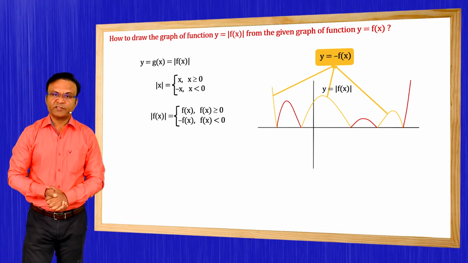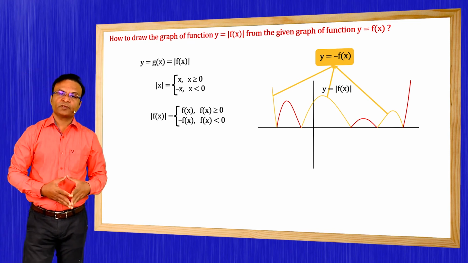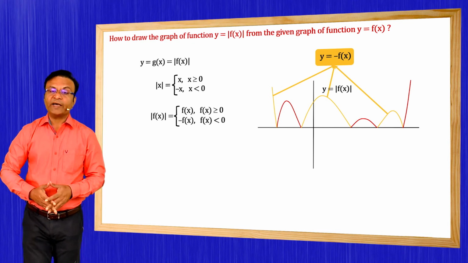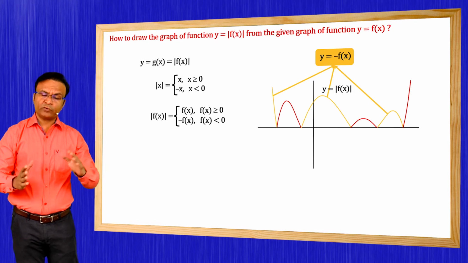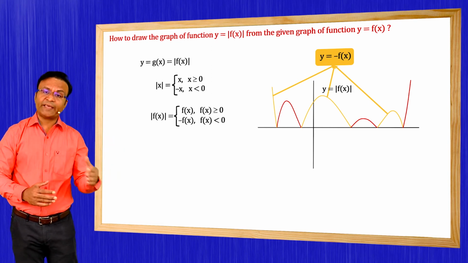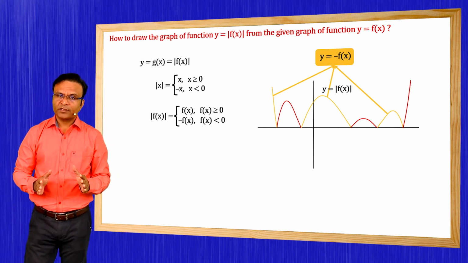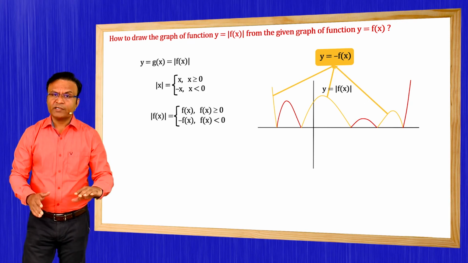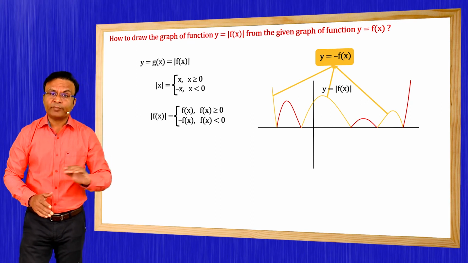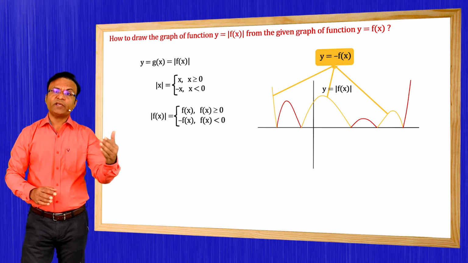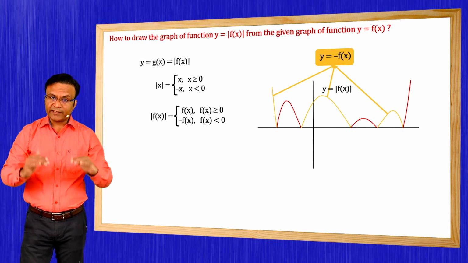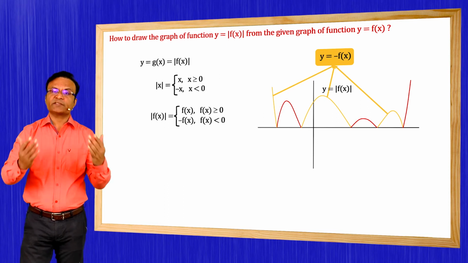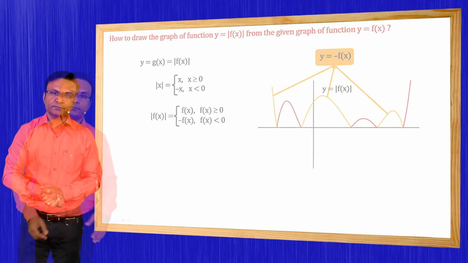So what is the mechanism? The mechanism is simple. To draw the graph of y is equal to mod fx, keep the parts of y is equal to fx which are lying above x-axis as it is, and flip the parts of the graph which are lying below x-axis over x-axis. जो parts x-axis के नीचे हैं ग्राफ के, उन parts को हम x-axis के ऊपर लेके जाएंगे.